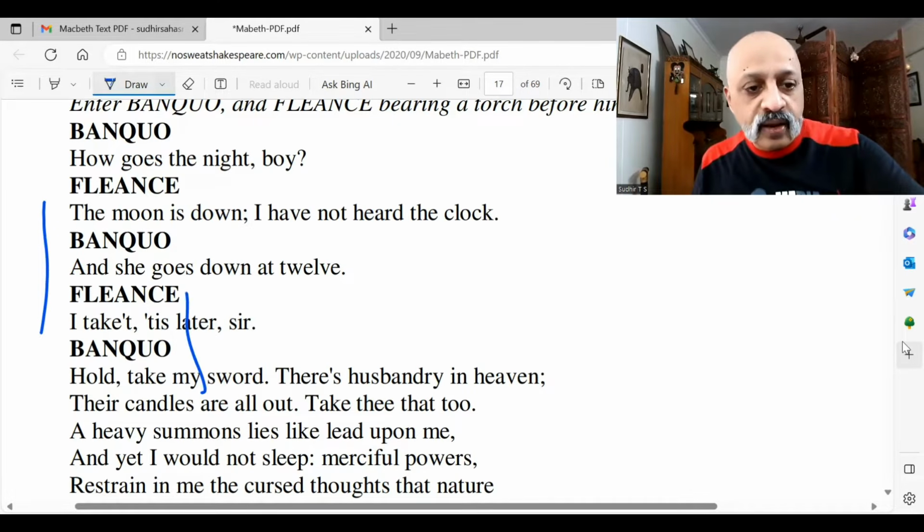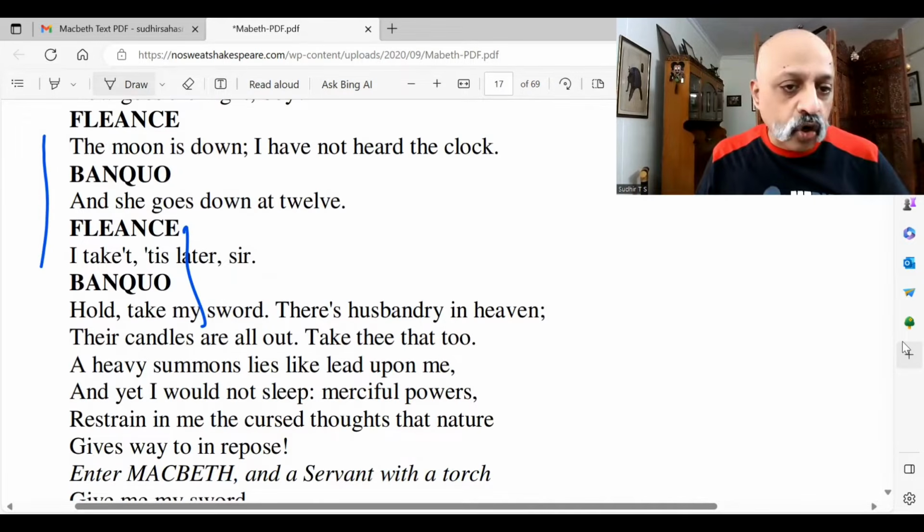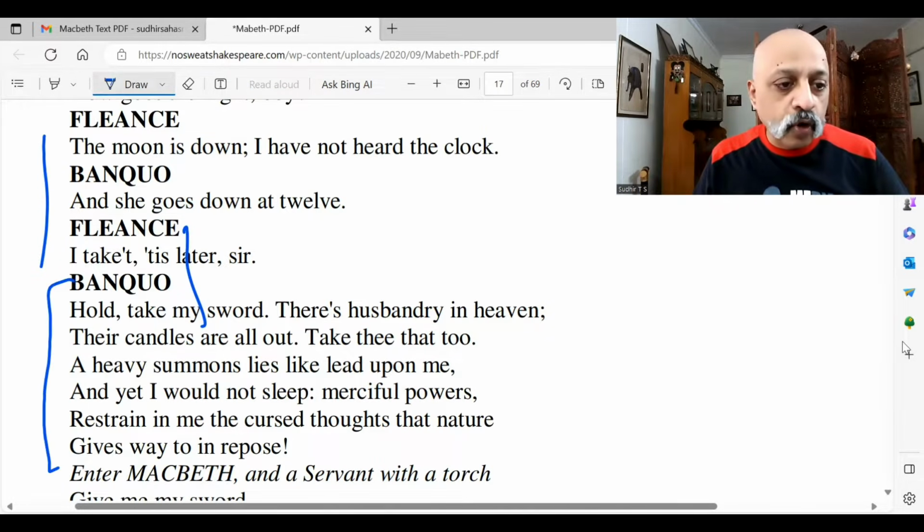there is husbandry in heaven. There is husbandry in heaven. Their candles are all out. Take thee that too, a heavy summons lies like lead upon me. Now, this particular paragraph is very important by Banco.